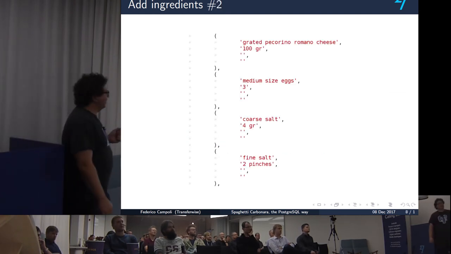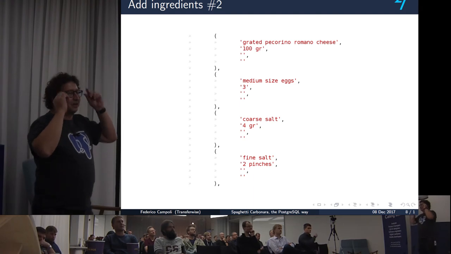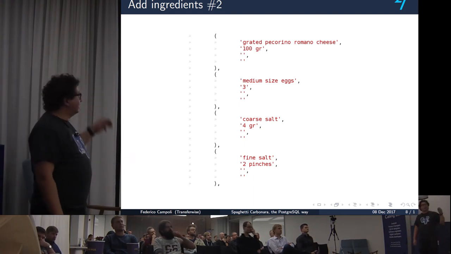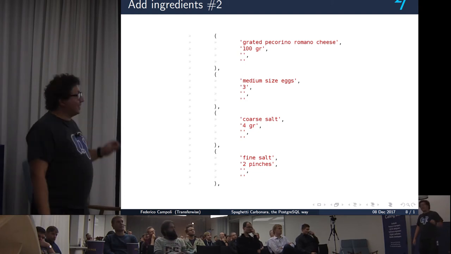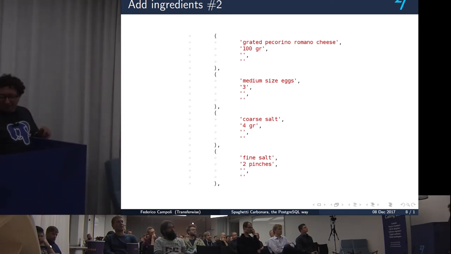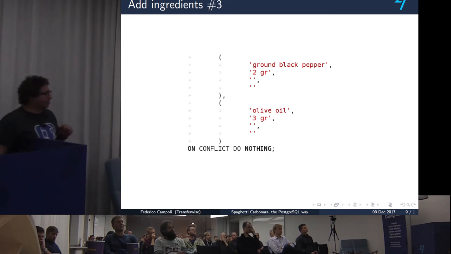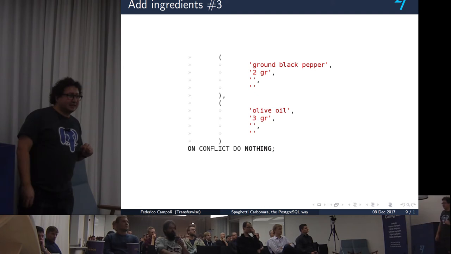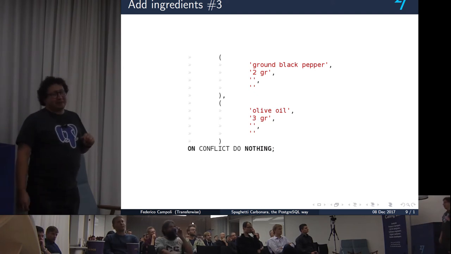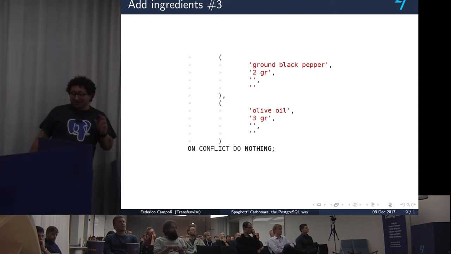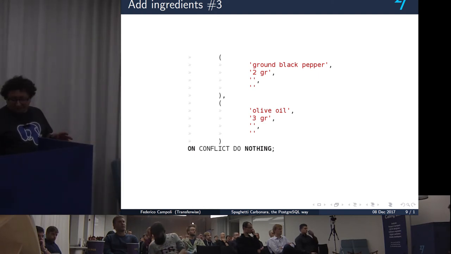But this ends the list of alternative ingredients, because we have to stick to pecorino romano cheese, medium eggs, coarse salt 4 grams, and fine salt 2 pinches. And this is required for different moments of the cooking, and ground black pepper and olive oil. If you use extra virgin olive oil, be careful, because it can burn in a very simple way, but it gives a better taste and better flavor.